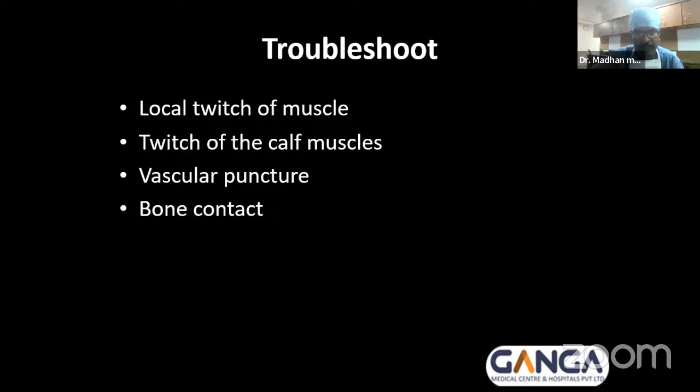And if you are getting a vascular puncture or blood in the needle, that means your needle tip is too deep and too medial. Again, withdraw the needle and redirect accordingly. And again, bone contact: if the needle tip is too deep, you can get contact with the bone. So redirect the needle accordingly.